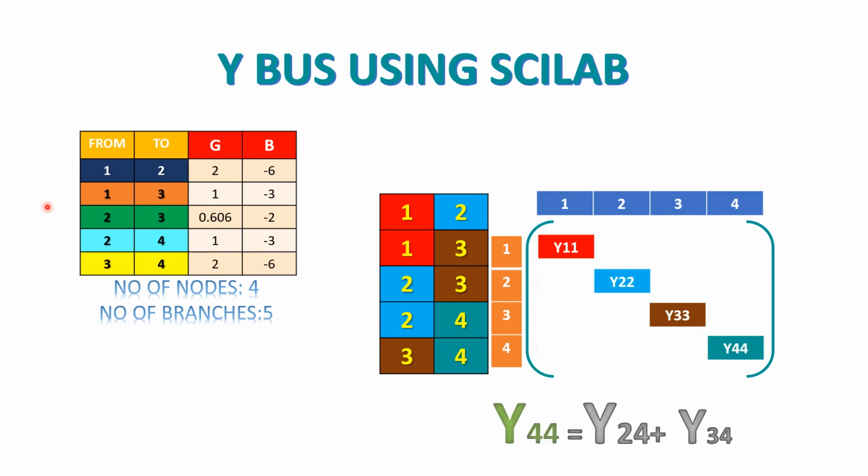Now for the fourth node, how many 4s are appearing in this table? 1 and 2. That means there are only two elements at node 4. So 2 4 and 3 4 are the only lines connected to node 4. So the corresponding admittances are added to get Y44.